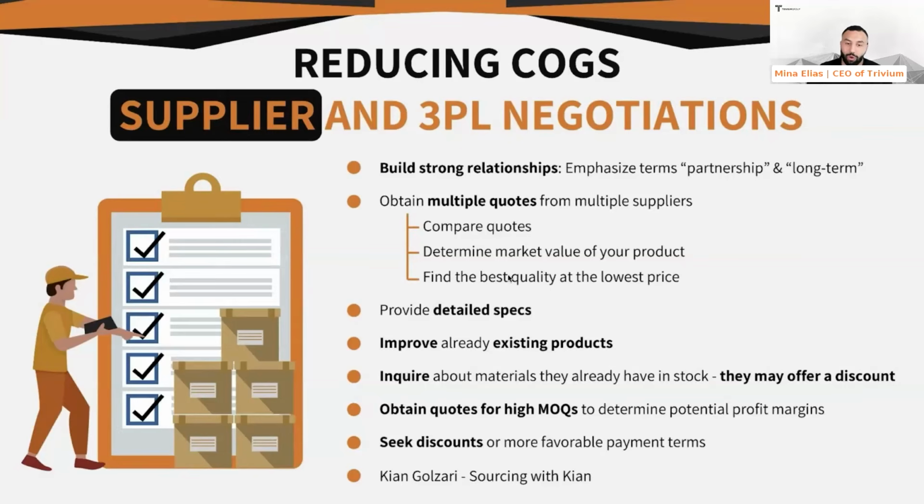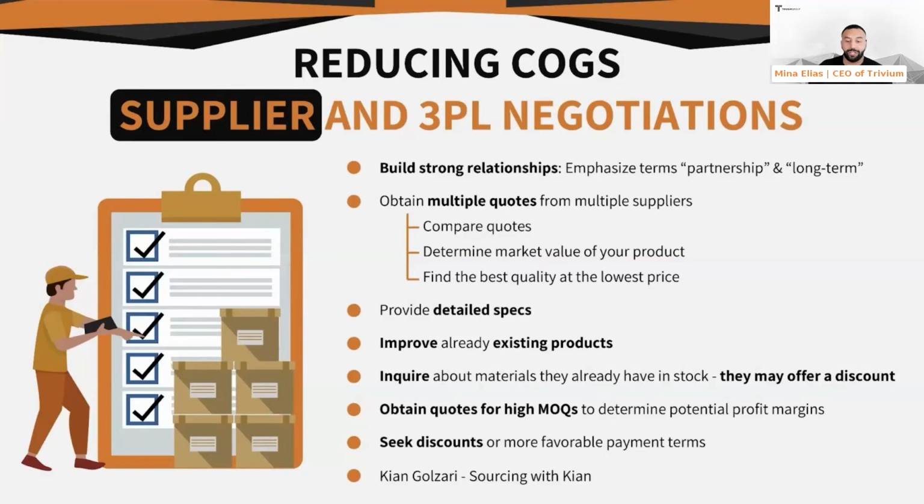The reason I put best quality first is because quality is more important than price. One okay-ish bad batch, which happened to me in the past when I had a bad manufacturer, you end up getting so many negative reviews and you lose so much more money and profits than if you had better quality. Provide detailed specs, improve already existing products. All of those things are going to help because manufacturers are interested in working with people that are innovating.